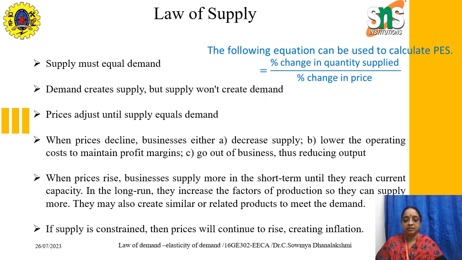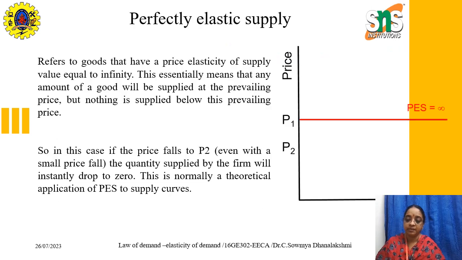When prices decline, the people who are making that business either decide to decrease the supply, or lower the operating costs to maintain the profit margins, or they'll go out of business, thus reducing the output. When price rises, businesses supply more in the short term until they reach current capacity. If the supply is constrained, then the prices will continue to rise, creating inflation. Inflation is a major problem in the law of supply and demand.